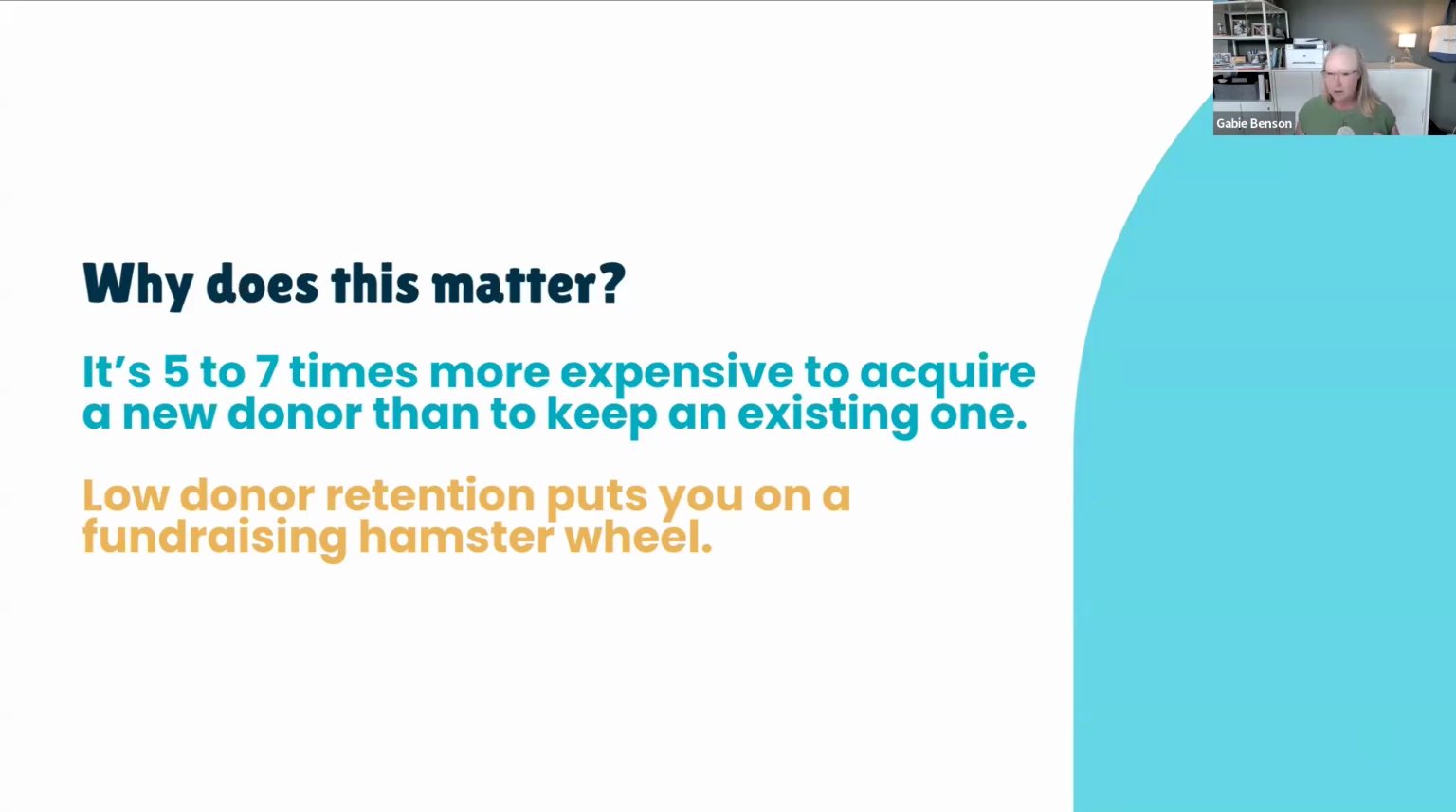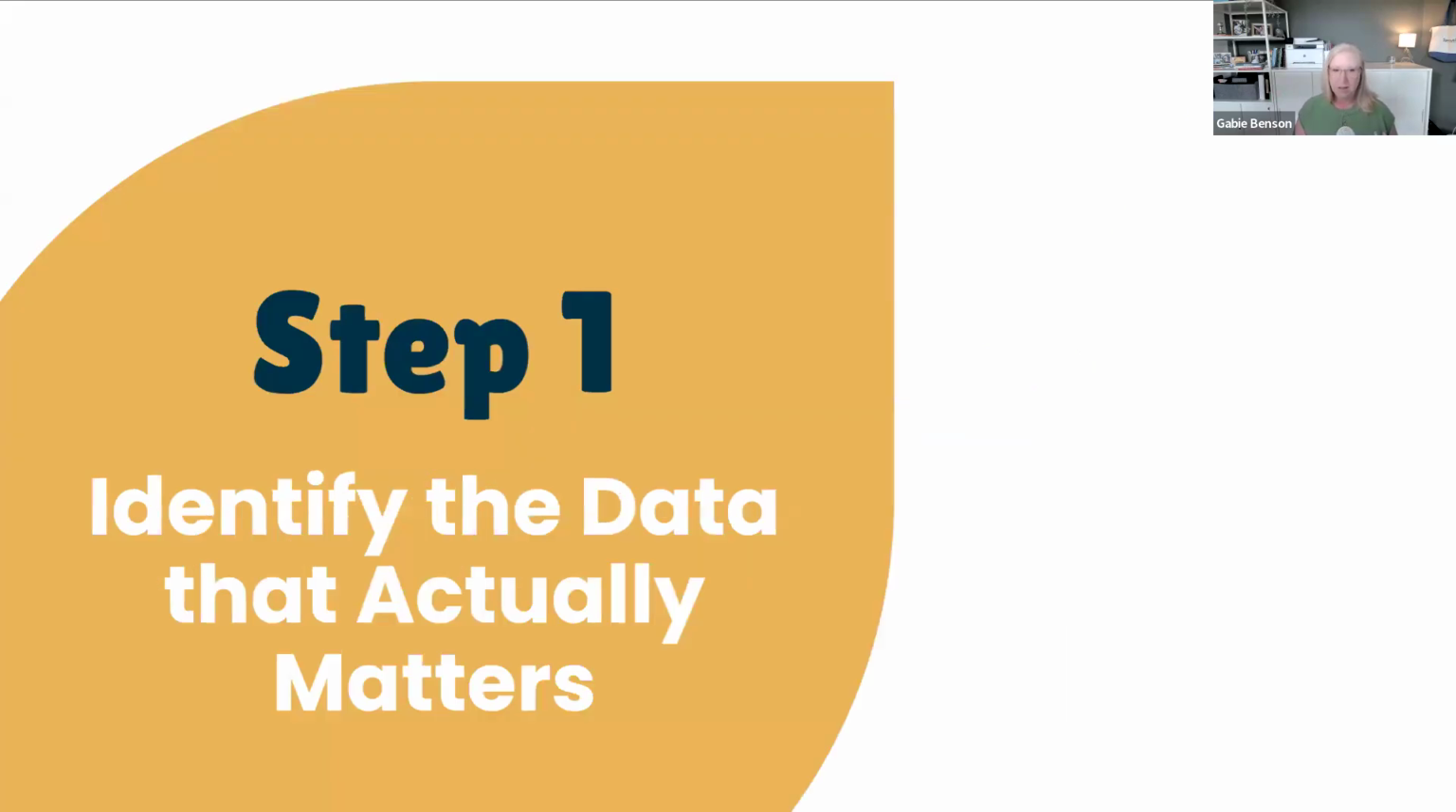Now that we have an understanding about why our data matters, we're going to go through 5 simple steps that are going to take you from spreadsheet chaos to fundraising clarity. The first step is identifying what data actually matters. Before you can organize your donor data, you need to know what's actually worth tracking. Most nonprofits are either tracking everything and end up overwhelmed, or nothing and lose really valuable insight. But when you focus on the right data points, you unlock clarity and confidence in your fundraising.